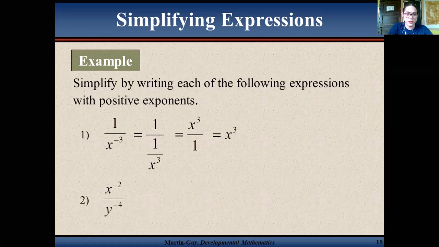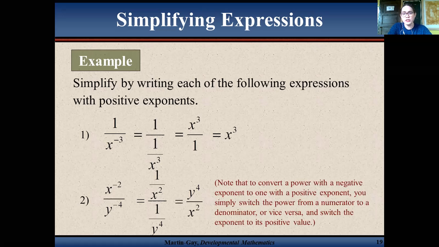For number 2, of course, it will be just 1 over x squared over 1 over y to the power of 4, which gives you y to the power of 4 over x squared. You will just interchange them. Can you see the trick? There's a pattern actually. Note that to convert a power with a negative exponent to one with a positive exponent, you simply switch the power from a numerator to a denominator or vice versa and switch the exponent to its positive value. Same as how we did it in number 2. You just switch it and take the positive exponent.